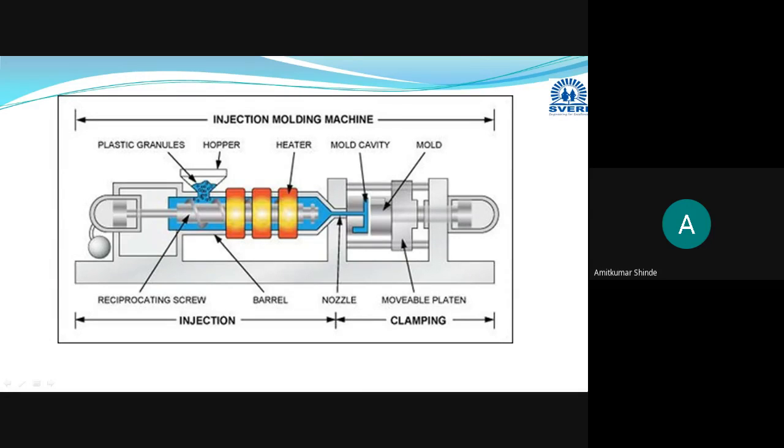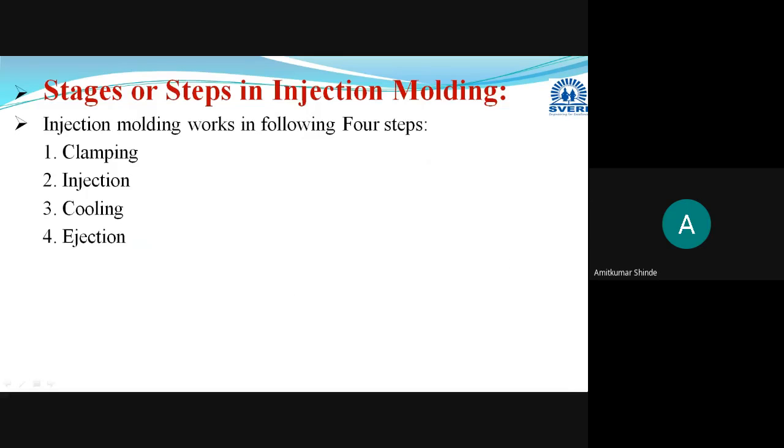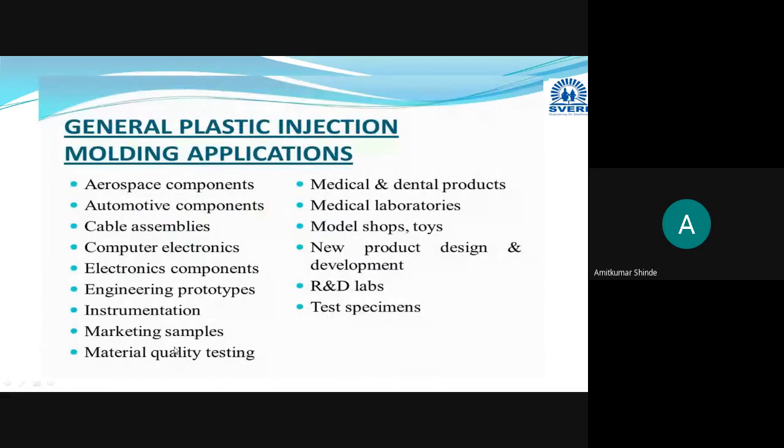Now, the applications of injection molding. These are some general applications. These are the plastic components which are manufactured by the injection molding process. Different aerospace components can be manufactured. Then different automobile components. Then different cable assemblies, computer and electronic devices or components. Then medical products, which can be used in medical laboratories.